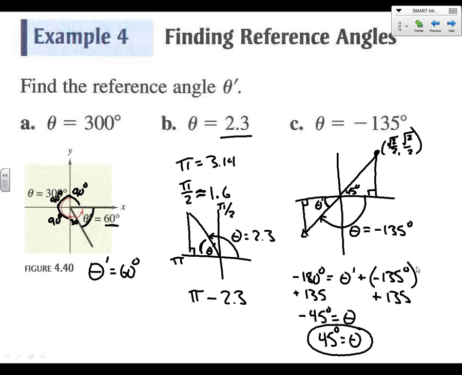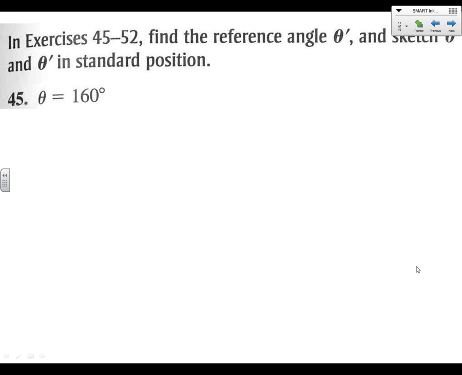All right, so try it on your own for problem 45. Go ahead and find the reference angle and then sketch theta and theta prime. All right, 160 is going to be in quadrant 2. It's more than 90, but less than 180. So I want to know theta prime.